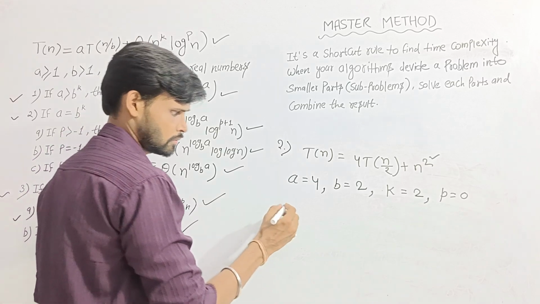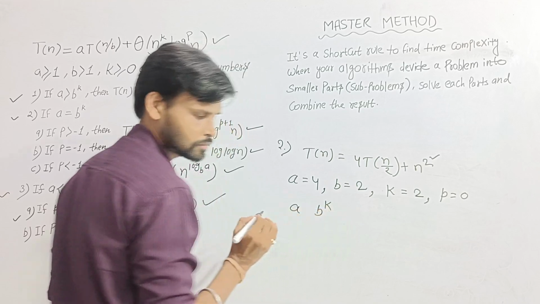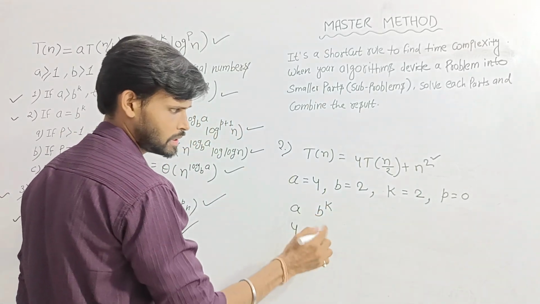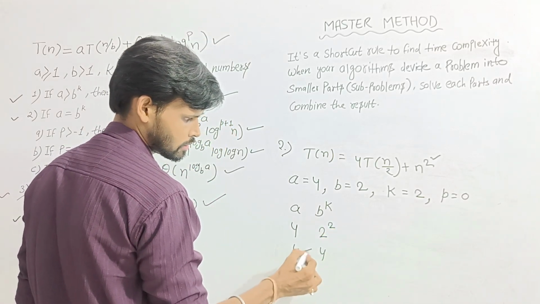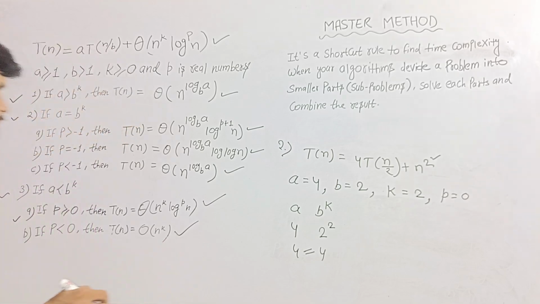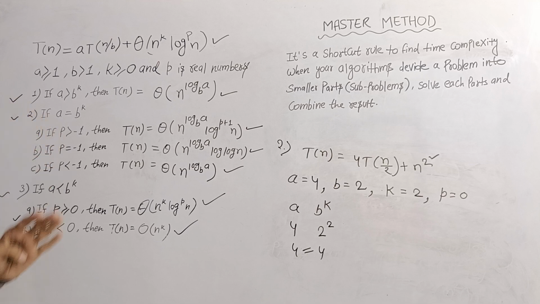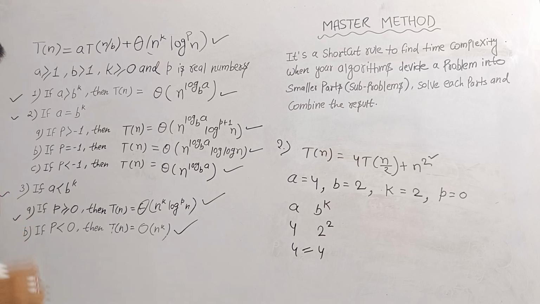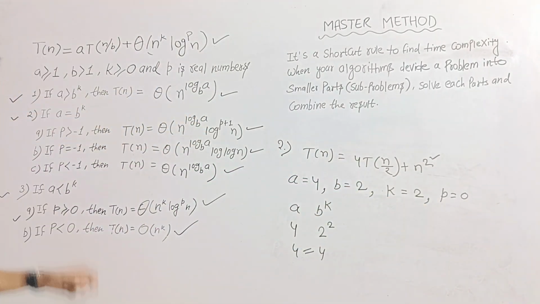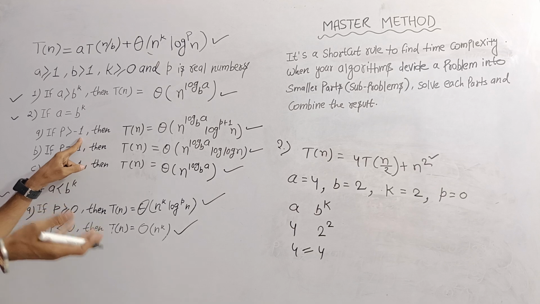Another thing, we will check the relation between a and b power k. a, that is 4. b, that is 2. And k, that is 2. In this case, directly you can see both are equal. So both are equal, then we will see a equal to b power k. Second case, again you will have to check three cases, which depend on the p value. Here what is the value of p? That is 0. And here you can see p greater than -1. Condition satisfied.